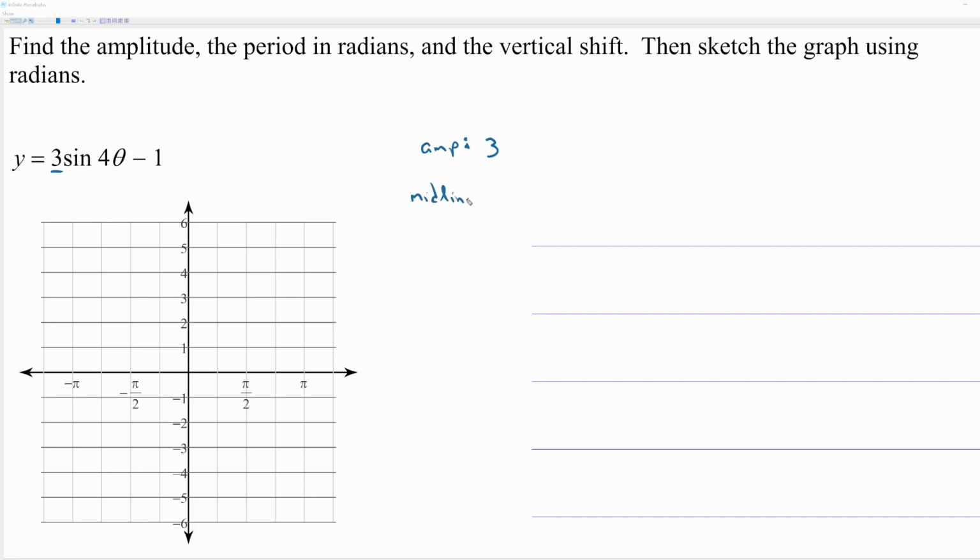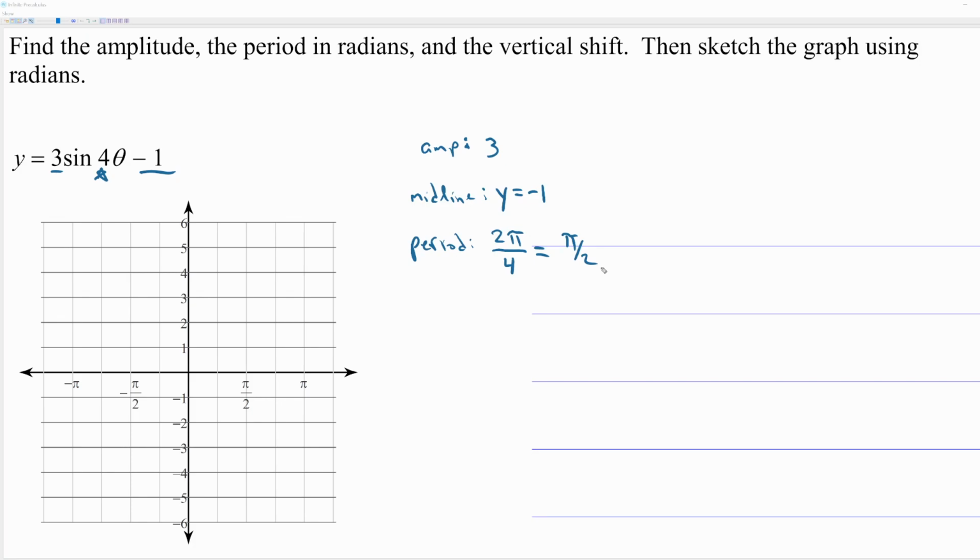Now, I would call the vertical shift, where's the midline? And that's simply the number at the end. So we have y equals -1 as our midline. And now for the period. Well, the period of the sine function, just the parent function, is 2 pi. To find the period, whatever number is in front of the variable, in this case 4, you divide by that number. So the period is pi over 2. So the entire period has shrunk down to pi over 2.